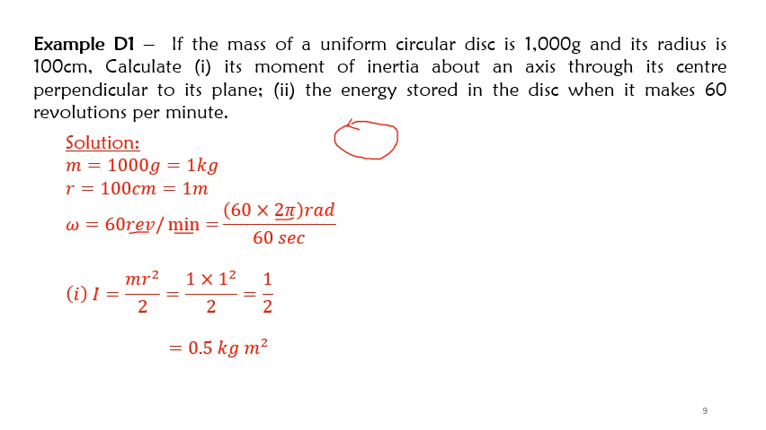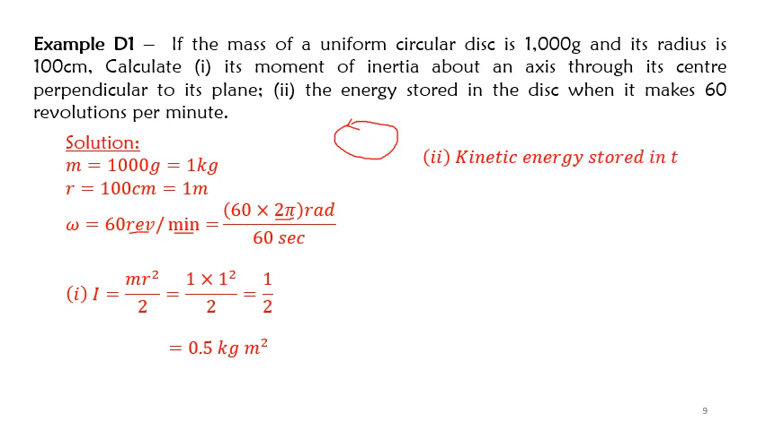Then you have that already. The first thing is to calculate the moment of inertia. For a uniform circular disc whose axis of rotation is through the center, perpendicular to the plane, I is mr squared over 2, or half mr squared. M is 1 kg, R is 1 meter. So you get your answer: 0.5 kilogram meter squared.